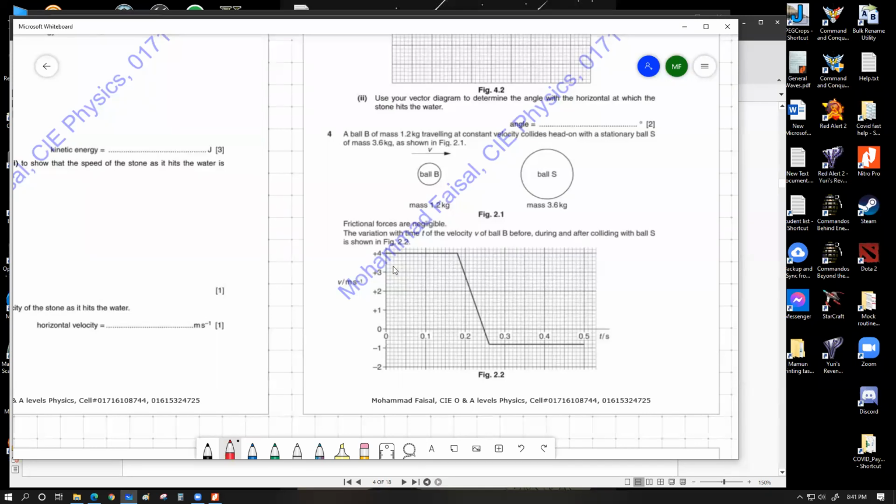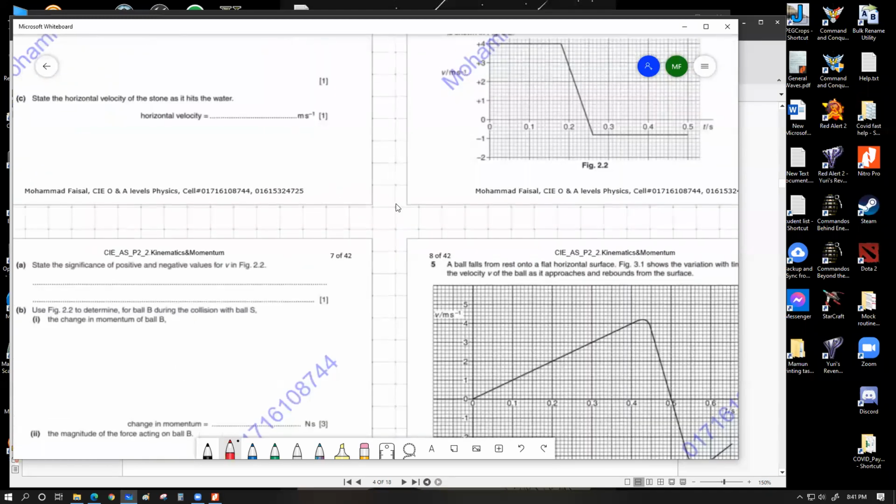Okay, we have this graph. As we can see that the collision starts at around 0.18 seconds. The collision lasts up to 0.26 seconds. And within this part, the positive velocity 4 meter per second changes to minus 0.8 meter per second, which means the ball B bounces backwards. That's the information that is given on the graph.